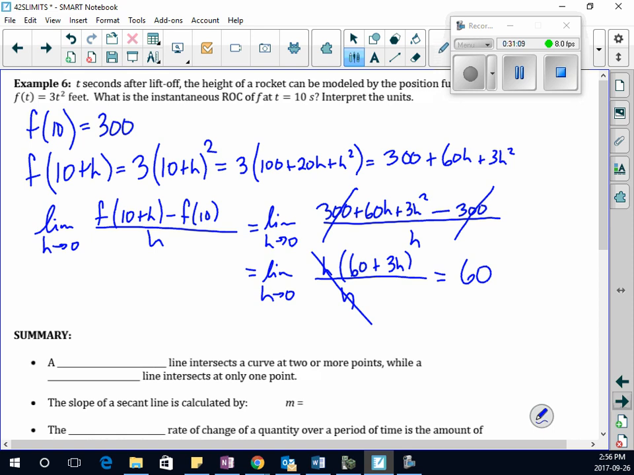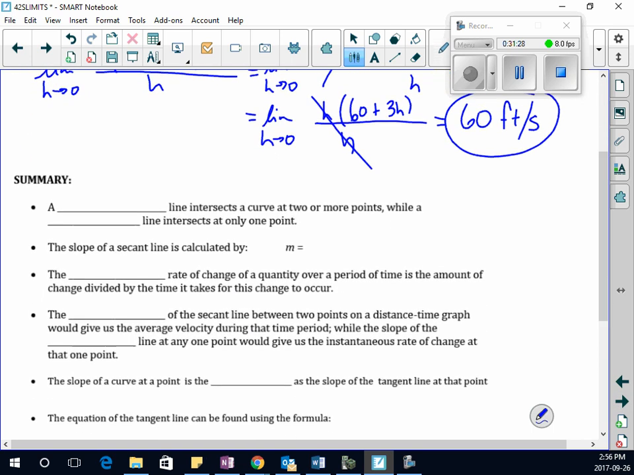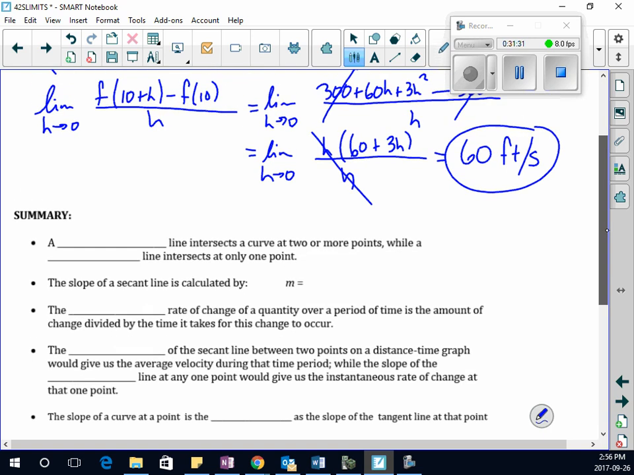The slope is 60, and what does the slope represent in this case? The slope of the tangent line, but what's the units, I guess is what I'm looking for. How about feet per second? Good try though. Okay, we learned a lot today. It's going to all make sense in a second here.